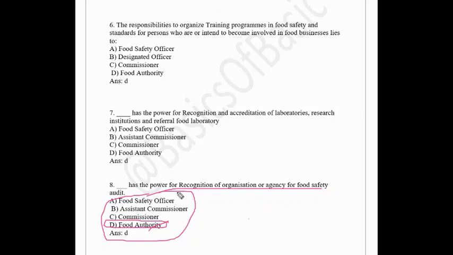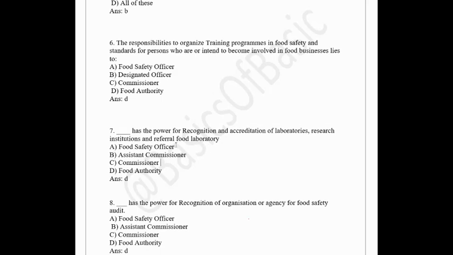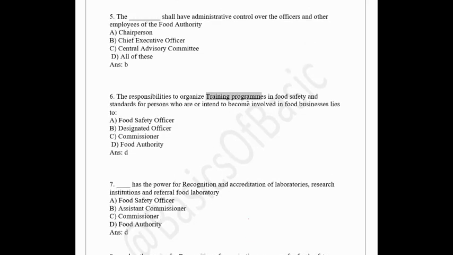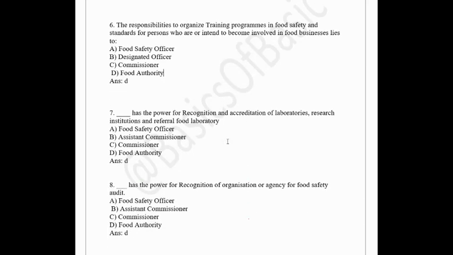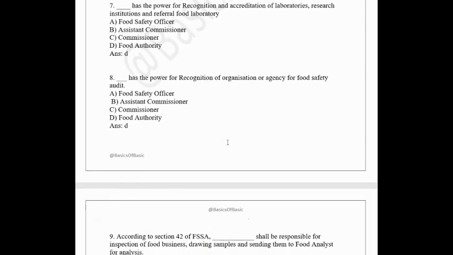So here the food authority has the power for recognition of organization or agency for food safety. So what are all the powers of food authority here? First one is recognition of organization. Second one is the accreditation of laboratories. Third one is the training program. So these are the three main operations of food authority.